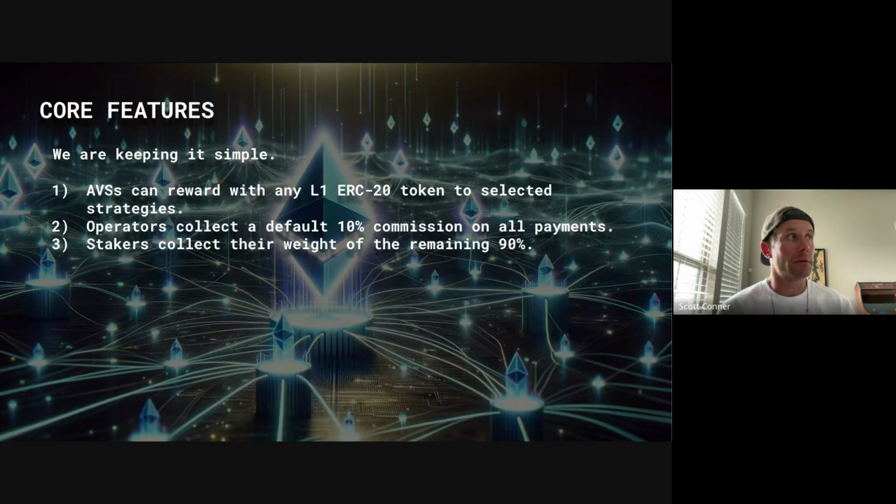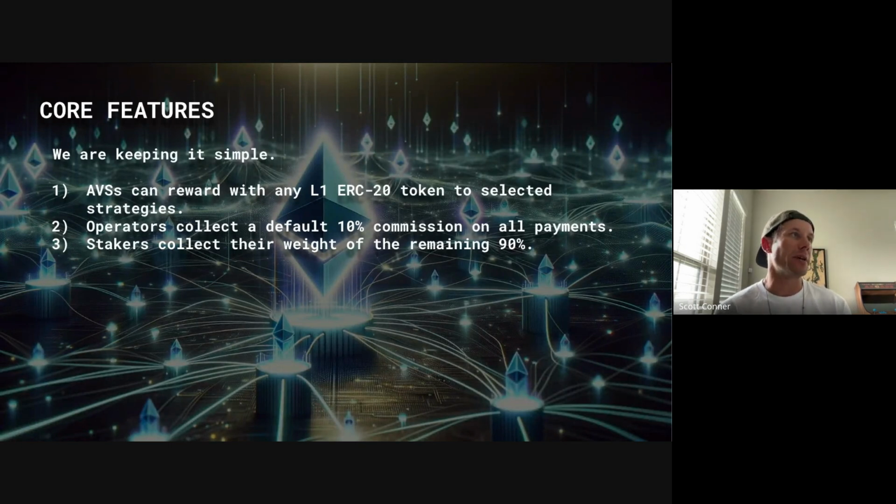Right now, and this is a piece that is very much likely going to change, operators collect a default unconfigurable 10% commission on all payments. I know there are some AVSs that this doesn't work for. There are other models that we're exploring, and we're planning an incremental release on the payment features later this quarter that will likely change this. More to come on that.